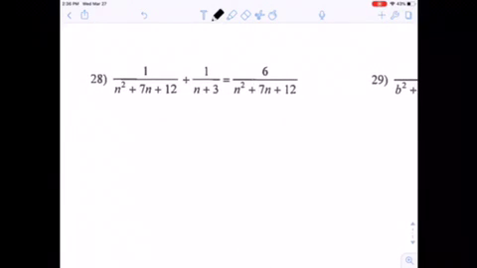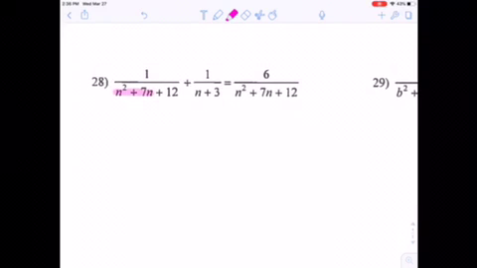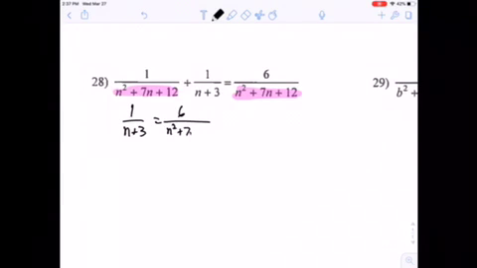Now look at 28. Okay, if you notice, right here we've got the same denominator. So we can subtract that first fraction, 1 over n squared plus 7n plus 12, from 6 over n squared plus 7n plus 12. So what that looks like is we would have 1 over n plus 3 equals 6 over n squared plus 7n plus 12 minus 1 over n squared plus 7n plus 12.